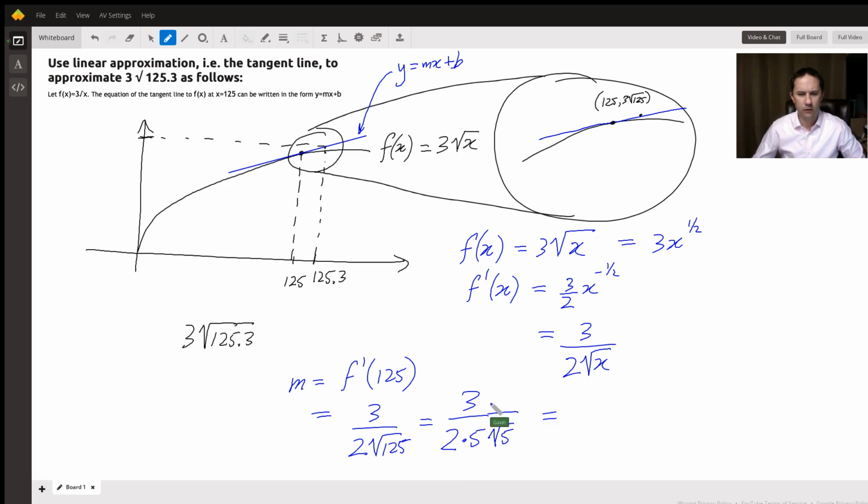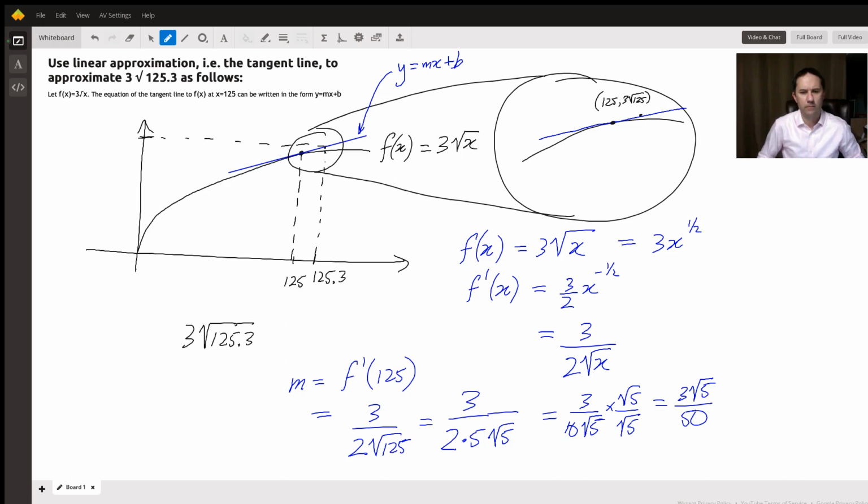So let's just leave it as 10 root 5. Well, we can also multiply by root 5 on root 5. So it's 3 root 5 divided by 50. Okay, that's the slope.